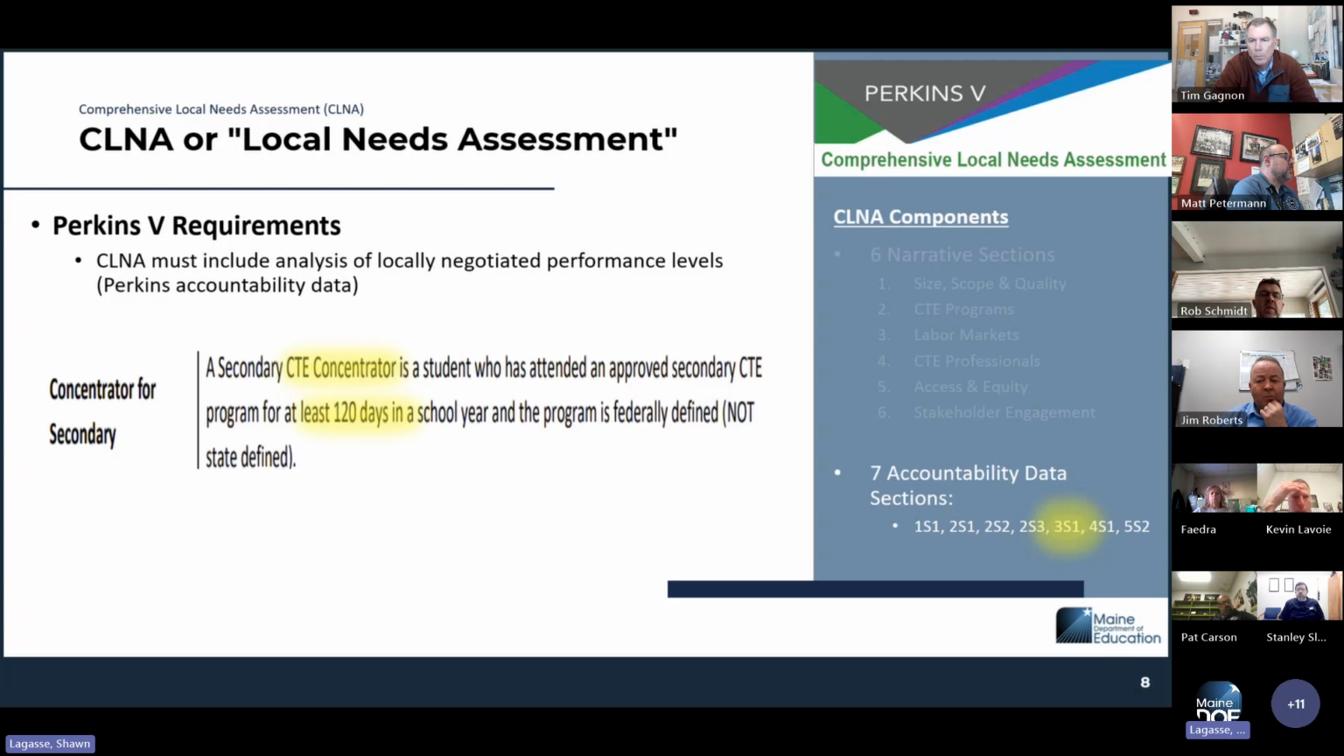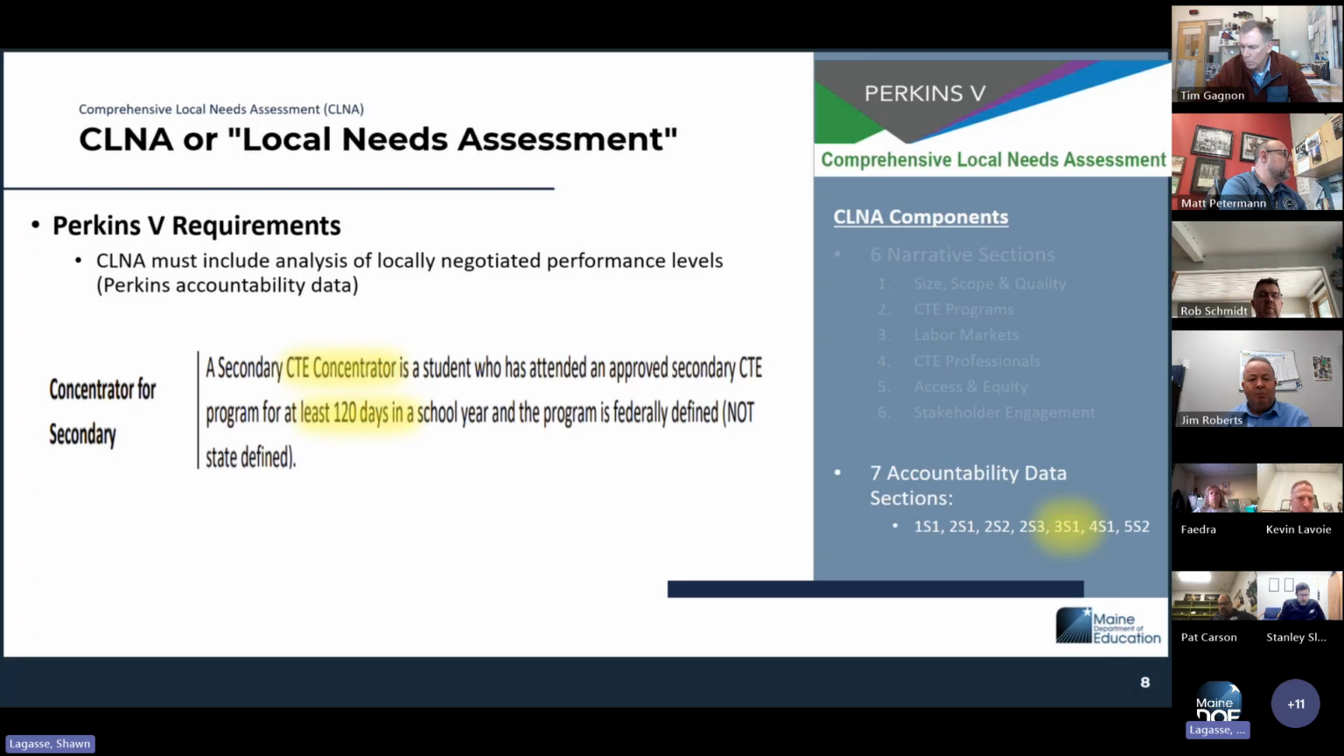So this is how in Perkins 5 we are defining a concentrator. It is a student who is attending your school for 120 days, excluding weekends and holidays. So what we do is we look through the system and get information about when they started your program, when they left your program, and do a calculation on that. That's why, as I mentioned in the past, it's always important to make sure those dates are pretty precise, because you want to have as many concentrators as you can for this.